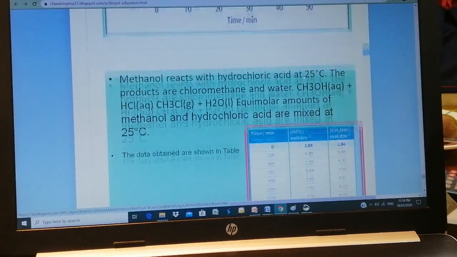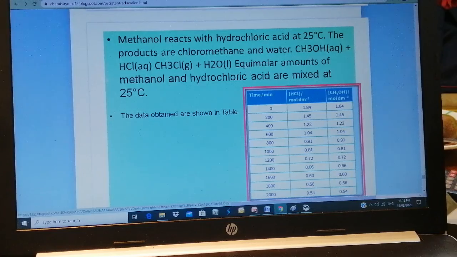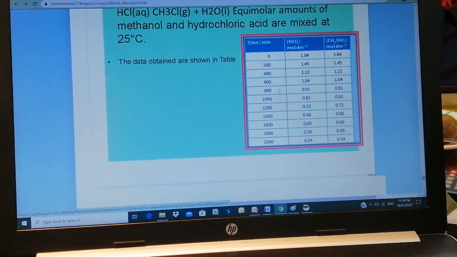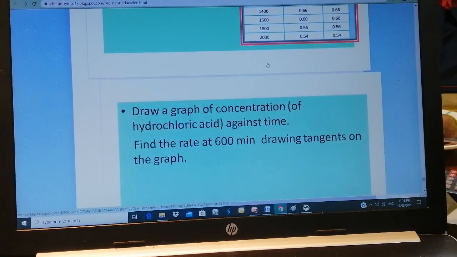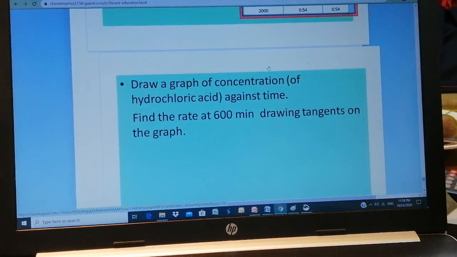Now we'll see another question, almost the same as this. This is a reaction of methanol and hydrochloric acid, and all the values are given here. The data are given here: concentration of HCl, concentration of methanol, and time in minutes. So what is the question? You have to draw a graph of concentration of HCl against time and find the rate at 600 minutes by drawing tangents on the graph.